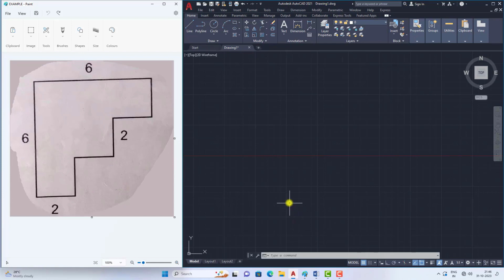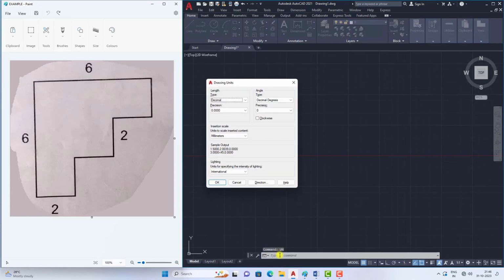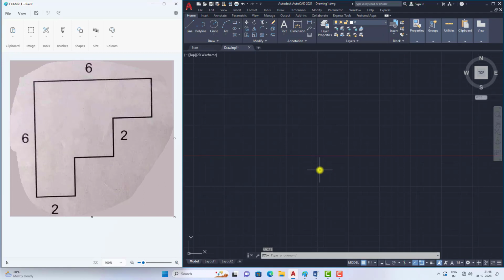Before drawing any component, you need to first set the units. Go to the command line, type UN for units and press enter. Check that the type is decimal and the precision value I need is only 1. The insertion scale is in millimeters, so I am clicking OK. I have set the unit system to millimeters.